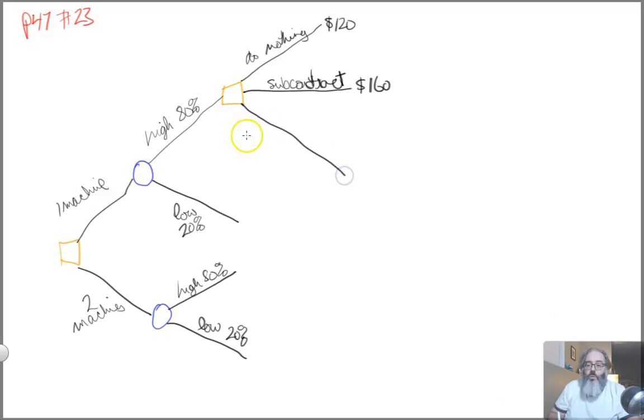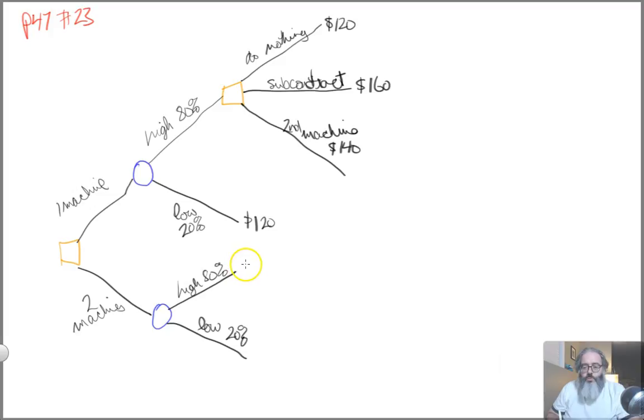Or we can, after only purchasing initially one machine, we can now purchase a second machine. And if we do that, our net present value is going to be $140,000. If demand is low and we have one machine, our net present value for everything is going to be $120,000, which coincidentally is the same as if we do nothing in the high demand.